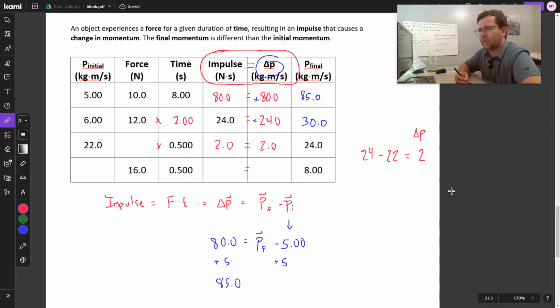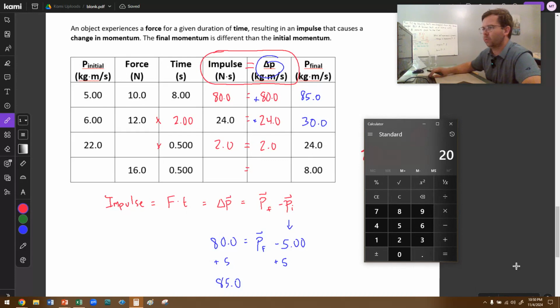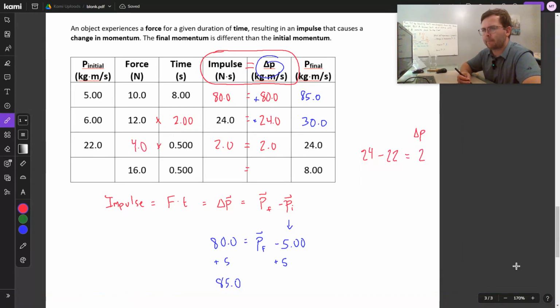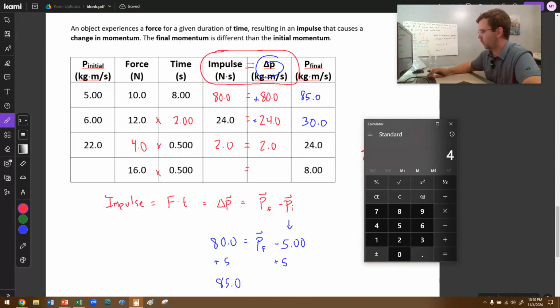Something times 0.500 gives us 2. We can just do this one in our calculator here, do it backwards. So 2 divided by 0.5 is 4.0. So I've filled out the first 3 rows now. For this last one, we only have the force and the time, but we can multiply those together to give us the impulse. So 16 times 0.5 is 8.00.